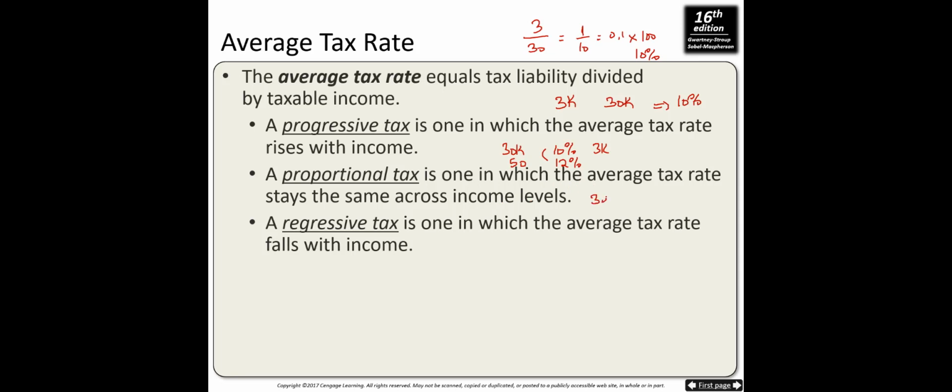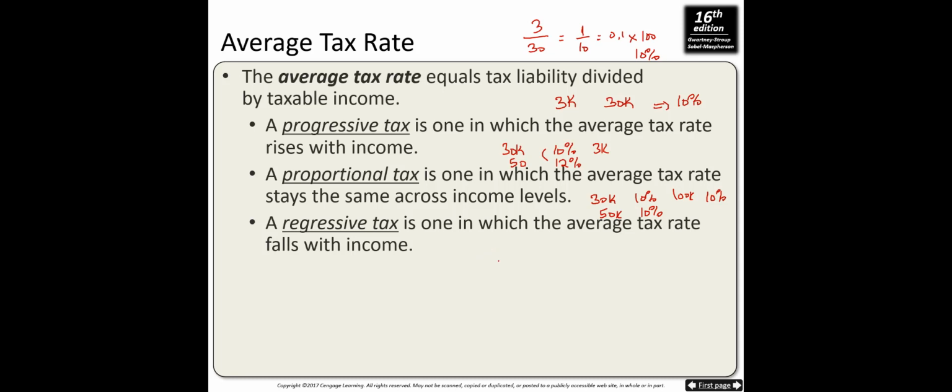A proportional tax is one in which the average tax rate stays the same across income levels. At 30K, you pay 10% of your income. At 50K, you pay 10% again. At 100K, you earn again, 10%. That is a proportional tax. You are always paying 10% of your income. What is a regressive tax? A regressive tax is one in which the average tax rate falls with income.